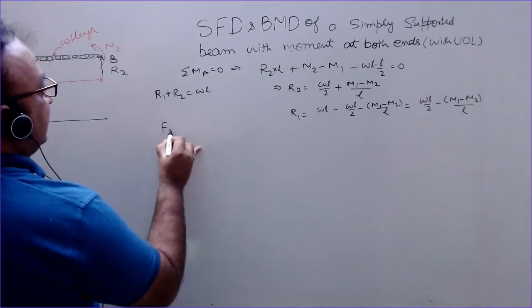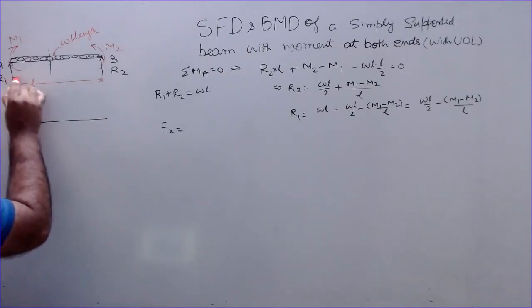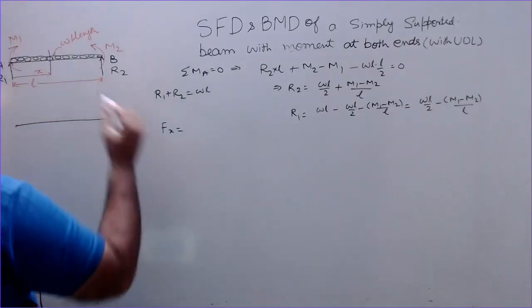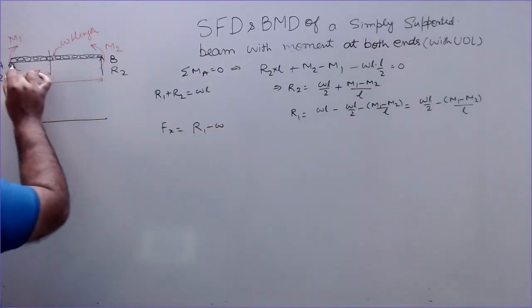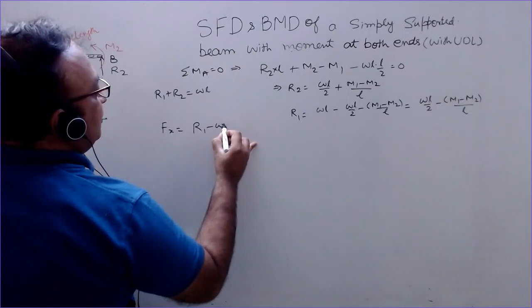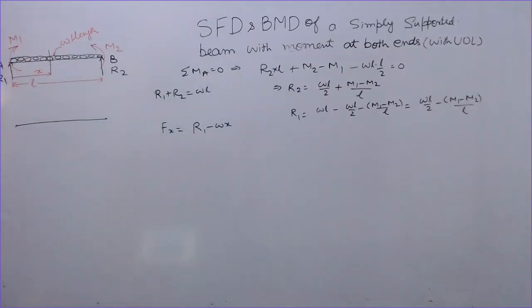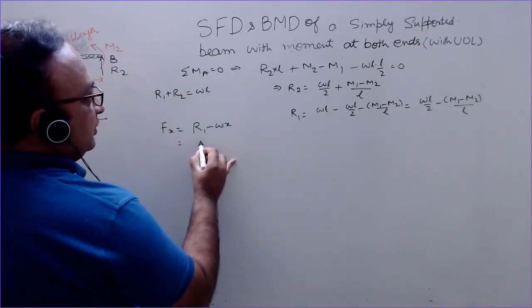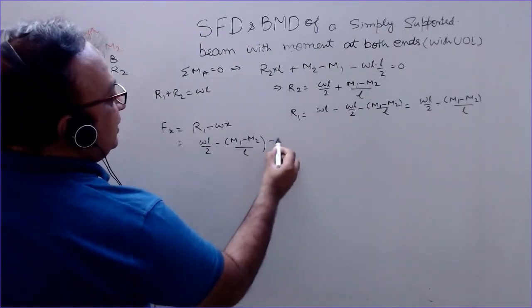So Fx at a distance x, taking this cross section at a distance x from this end, the shear force is equal to R1, which is making a positive sense, so R1 minus W into x, the total load Wx for a length x, W per unit length. These are the only two loads, we don't have to consider the moment here. So putting the value of R1, WL by 2 minus (M1 minus M2) by L minus W into x.